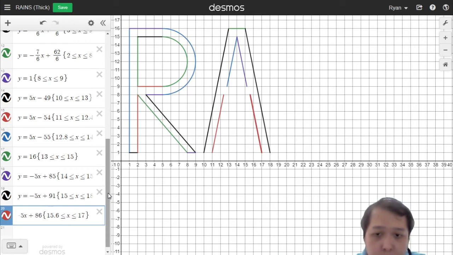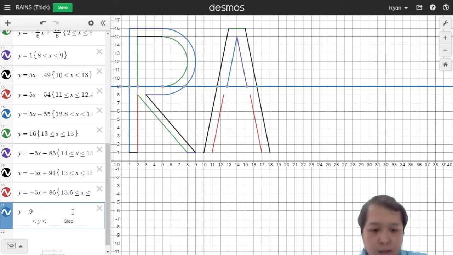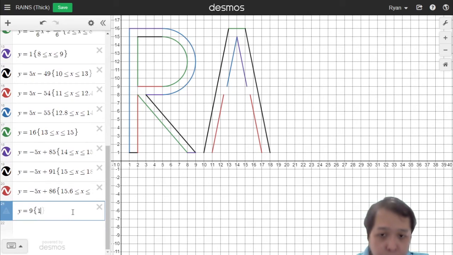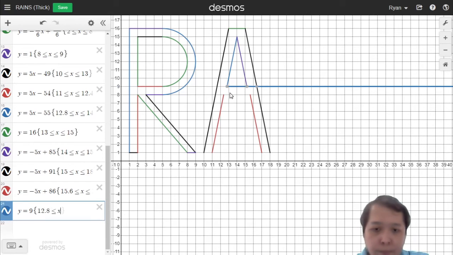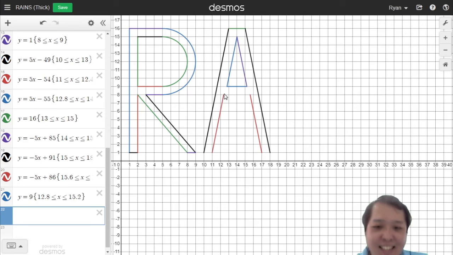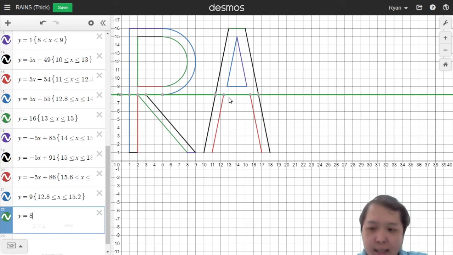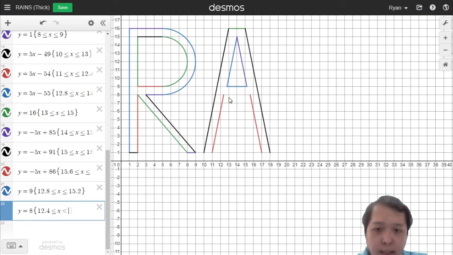Is this correct? If we compare, this one is 12.4. Yeah, that's correct, guys. And yeah, all the horizontal lines here, the easy ones. Y is 9, and then what? 12? Oh, no. It's 12.8 until 15.2. Oh, okay, and this one is Y is 8, interval 12.4 until X 15.6.